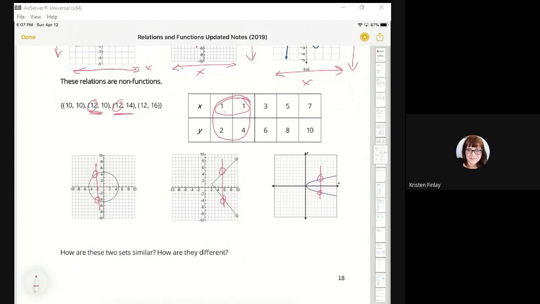So when I look at them, how are they similar? Well, they're still pairs of values. So we still have pairs of values. How are they different? Here I have only one y value for each x. The same cannot be said for the non-functions. The non-functions, I might have more than one possible value. Okay, so let's continue on.